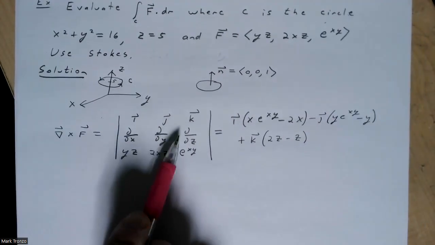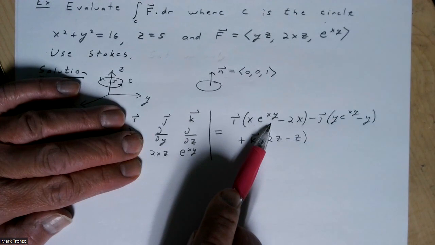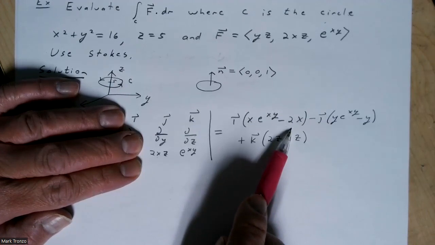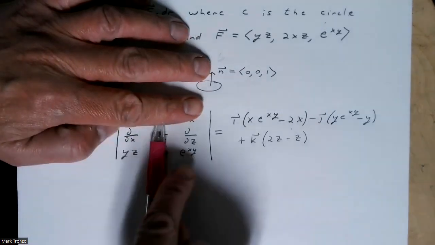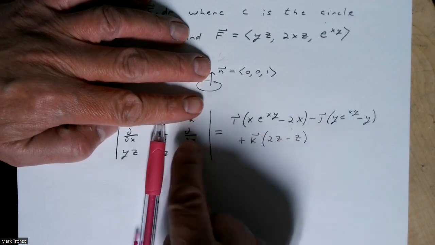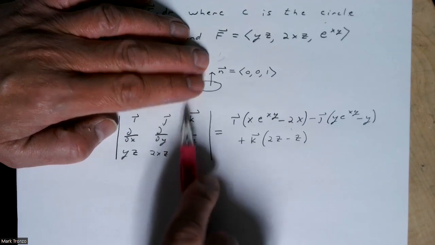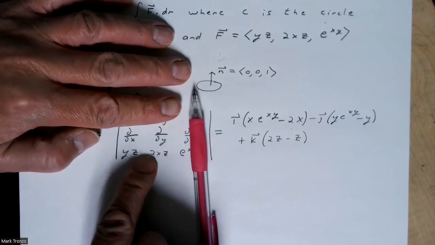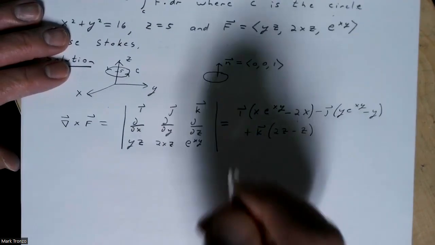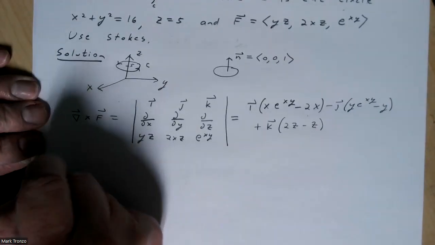So just double check my derivatives. This derivative, this with respect to y is x e to xy. With respect to z, that'll be minus 2x. Over here, derivative with respect to x is y e to xy. Derivative with respect to z is minus y. And then this is going to be 2z minus z. So then, so we can do Stokes.